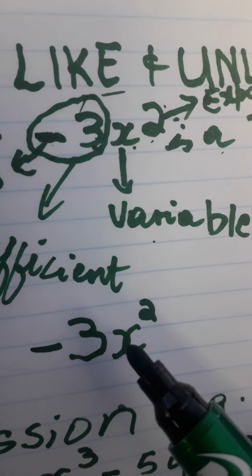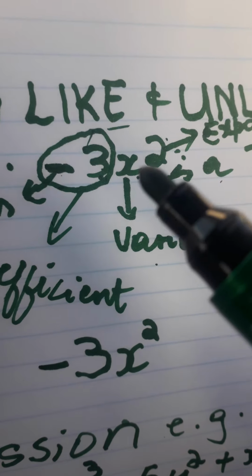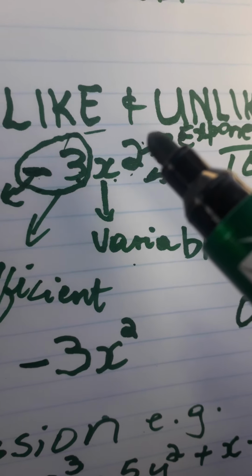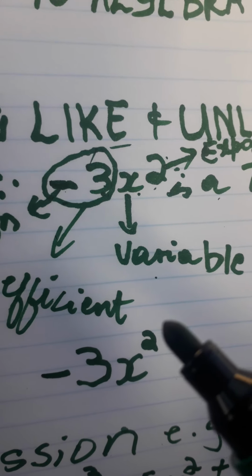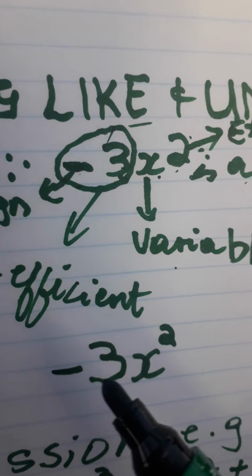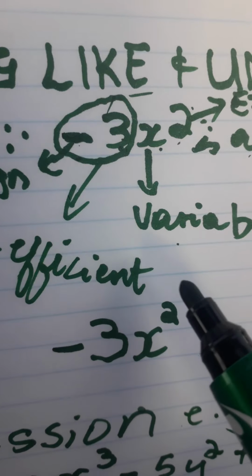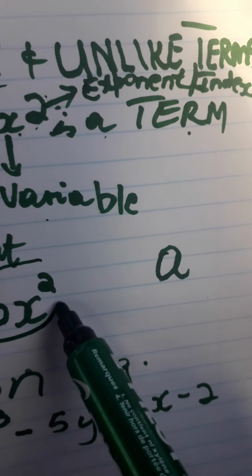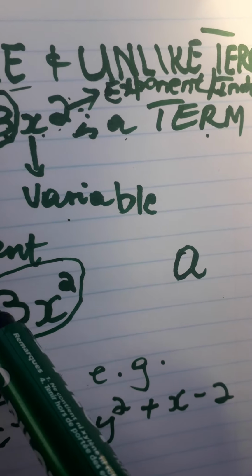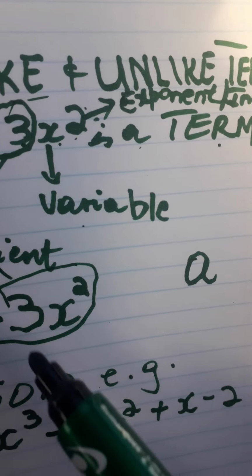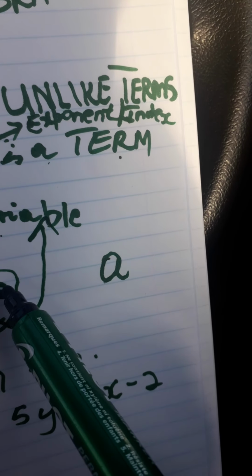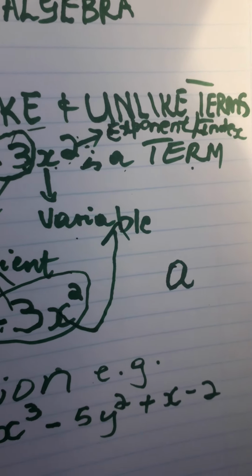Here is this negative 3x squared. Maybe look carefully here, because people have a problem writing the exponent properly. The exponent is always small, right at the top of the variable. So here is our term, negative 3x squared. This is our term. Then a term is made up of these things: the coefficient negative 3, then our variable x, then this is an exponent or an index.